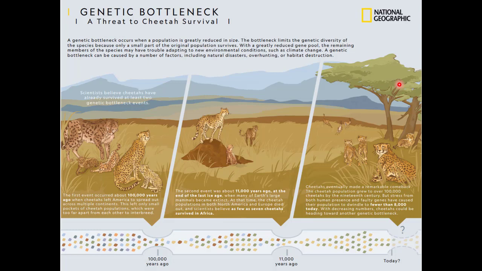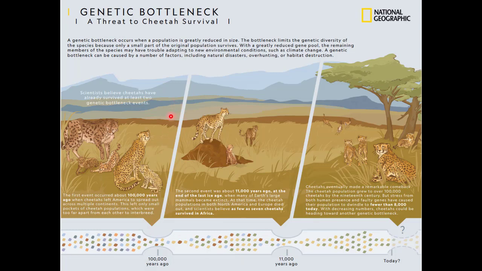So again, a genetic bottleneck occurs when a population is greatly reduced in size. It limits the genetic diversity of the species because only a small part of the original population survives. With a greatly reduced gene pool, the remaining members of the species may have trouble adapting to new environmental conditions such as climate change, and a genetic bottleneck can be caused by a number of factors, including natural disasters, overhunting, or habitat destruction. So there's two bottlenecks, right?